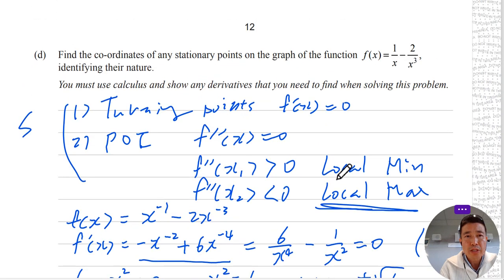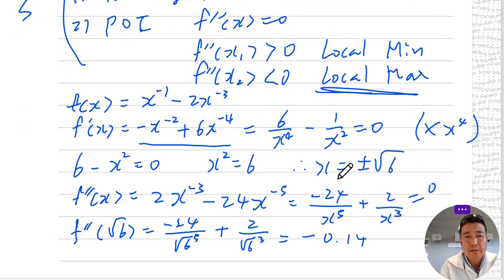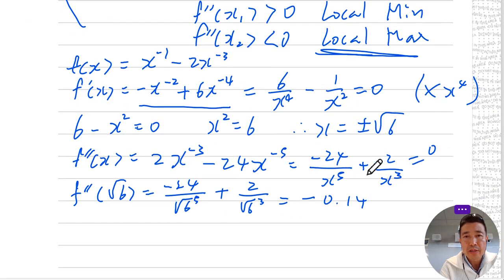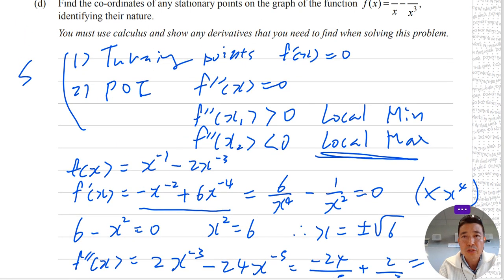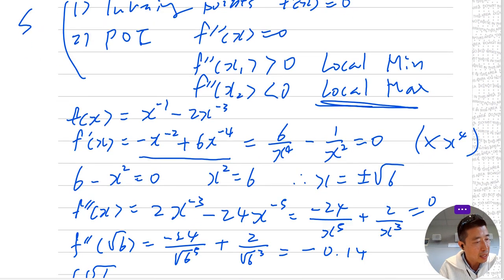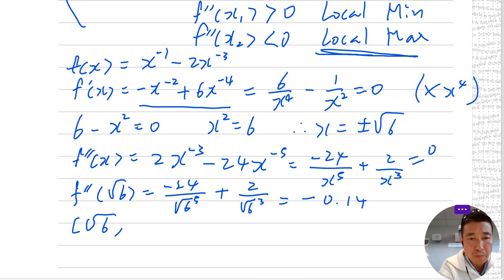Remember the question says find the coordinates. So earlier we found x values only. We have to find the y value as well. So when x is the square root of 6, you have to plug square root of 6 into the original function here. Then that will give you 0.27. That's the y value. And this is a local max.